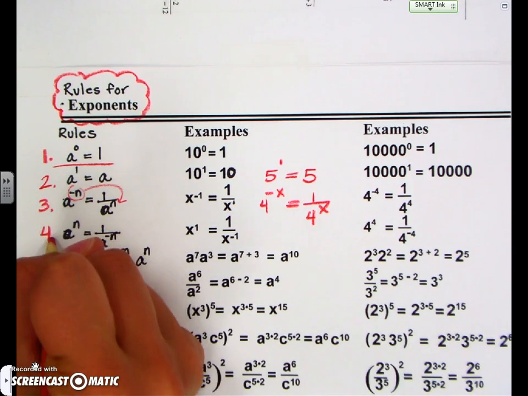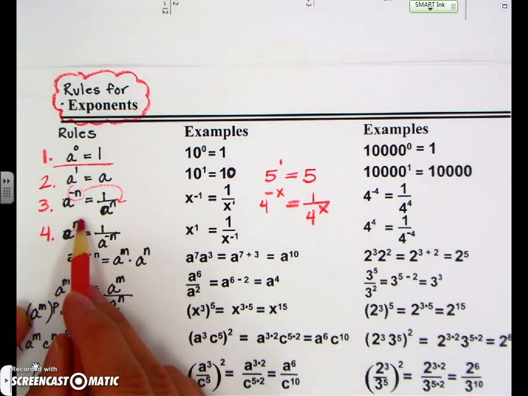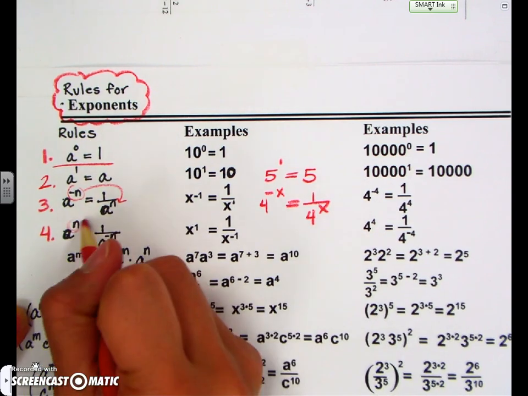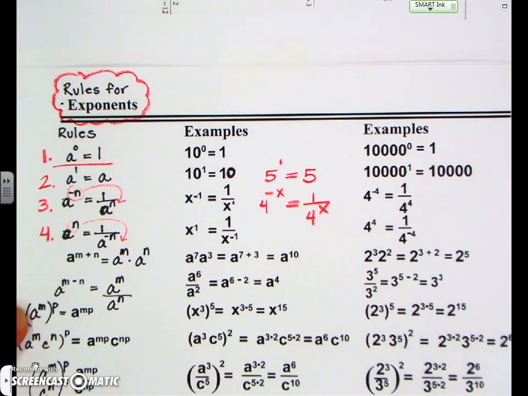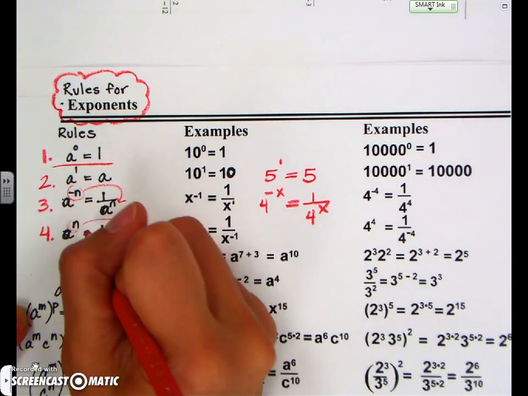Rule number 4, if you have n in the exponent and it's positive and you bring it to the bottom, it turns into negative. So if you have a negative exponent and you want to make it positive, then you're going to draw your arrow to the top.